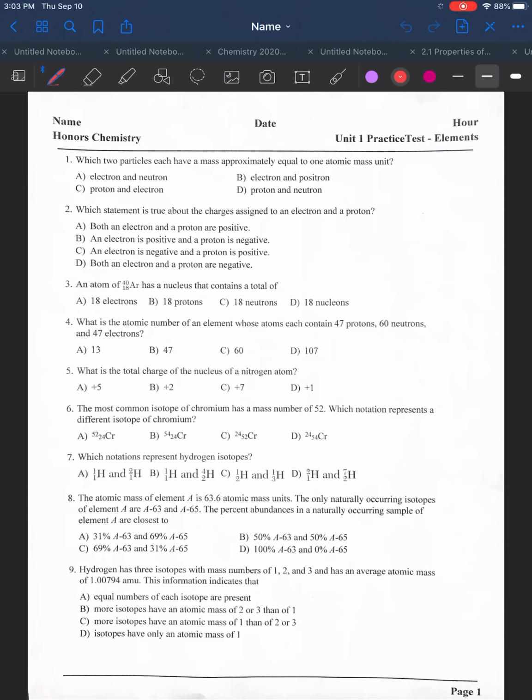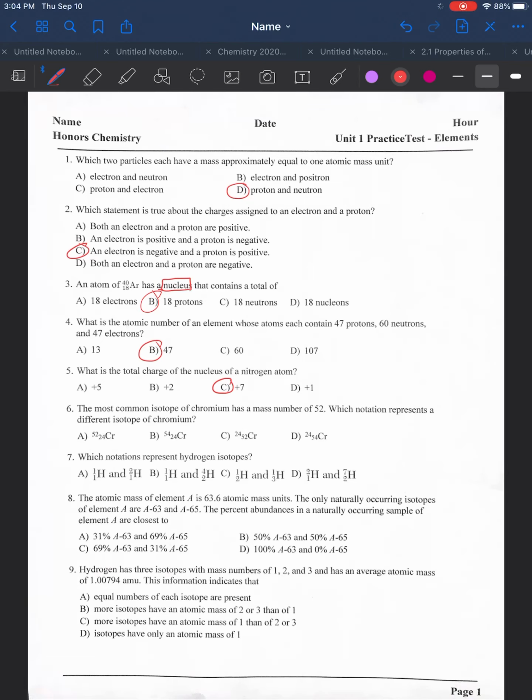So, for the first one, you should have proton and neutron. Electrons do not have mass. The mass they have is so tiny. Which statement is true about the charges assigned to electron and proton? That would be C. 3 is going to be 18 protons. Now it can't be 18 electrons as it specifically says nucleus here, so it has to be B. 4, this is going to be 47. 5 is C, as it's just how many protons do you have, and each proton is plus 1.